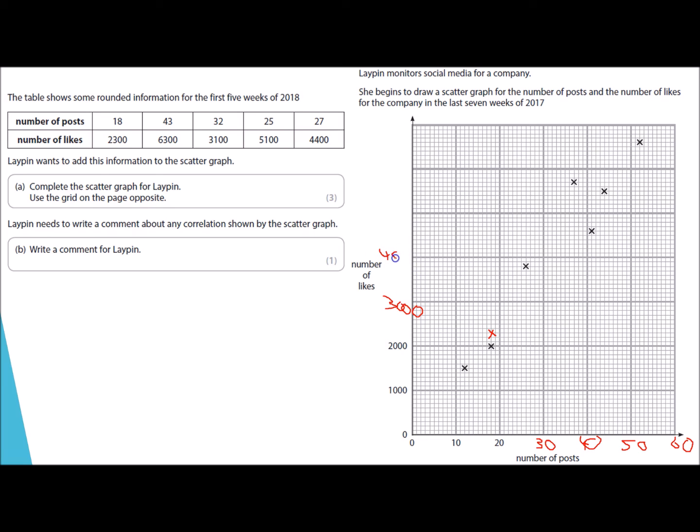3,000, 4,000, 5,000, 6,000, and 7,000. So 43, 1, 2, 3, and 6,300. So I'm going up, up, up to 6,000 and 1, 2, 300. And then 32, 3,100. 25, 5,000.